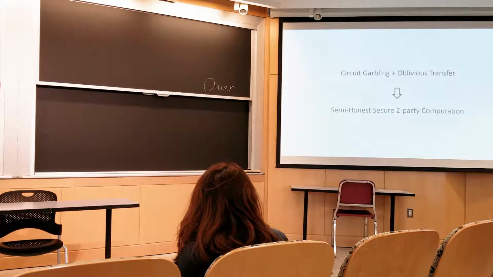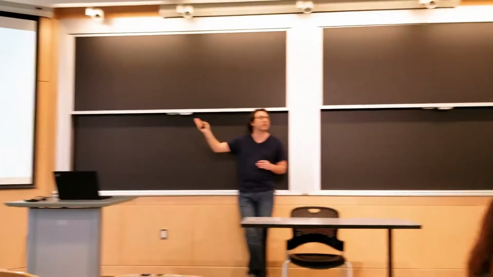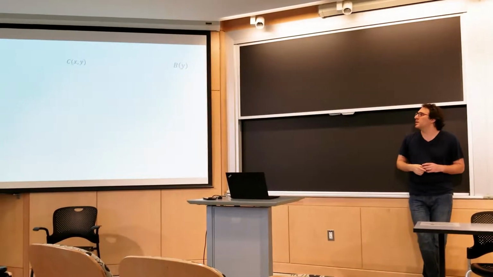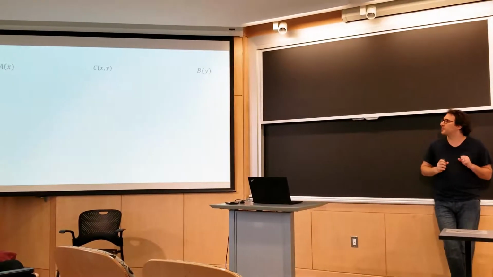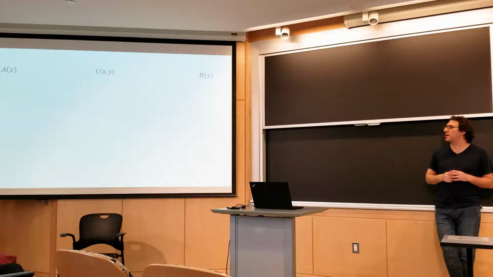So let's get started. We want to construct a two-party computation protocol. We have two parties, A and B. Their inputs are X and Y, and they want to compute the circuit C evaluated on both X and Y. The circuit takes two strings, X and Y. So C is our function. And the tools that we have at our disposal are a circuit garbling scheme and an oblivious transfer protocol.